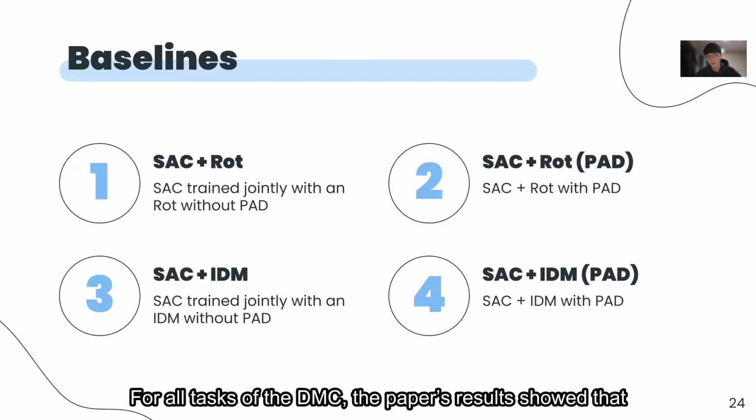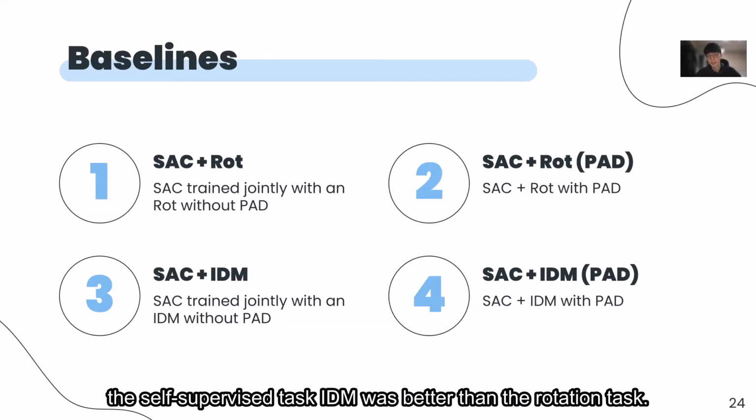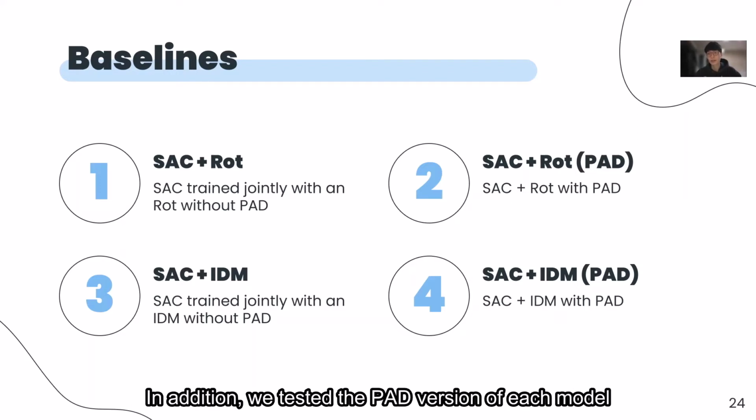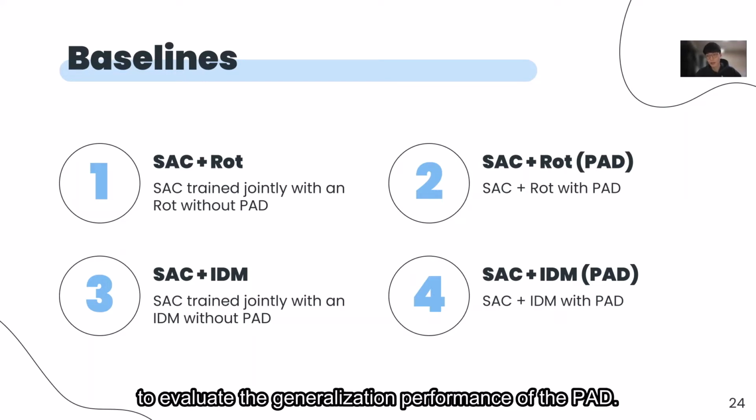For all tasks of DMC, the paper's results show that the self-supervised task IDM was better than the rotation task. We wanted to confirm this for our improvement step. In addition, we tested the PAD version of each model to evaluate the generalization performance of the PAD.